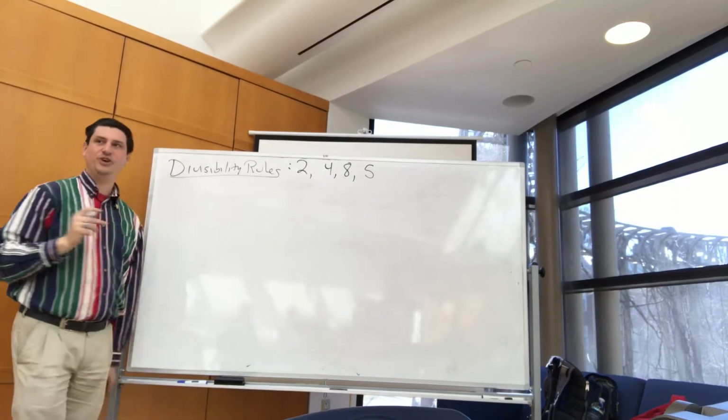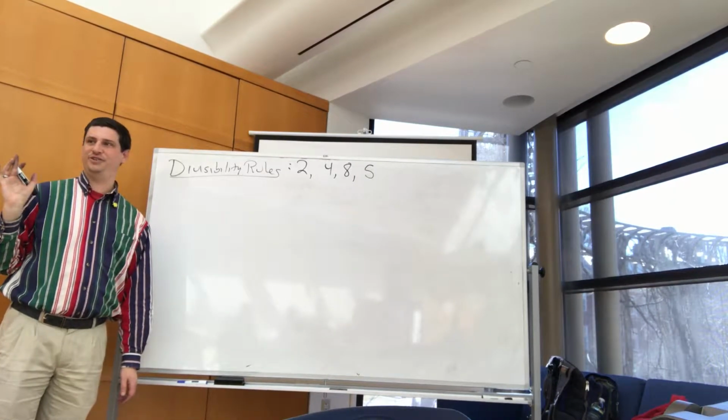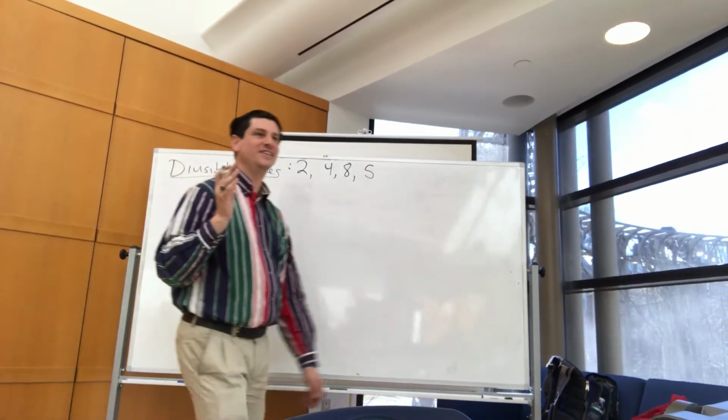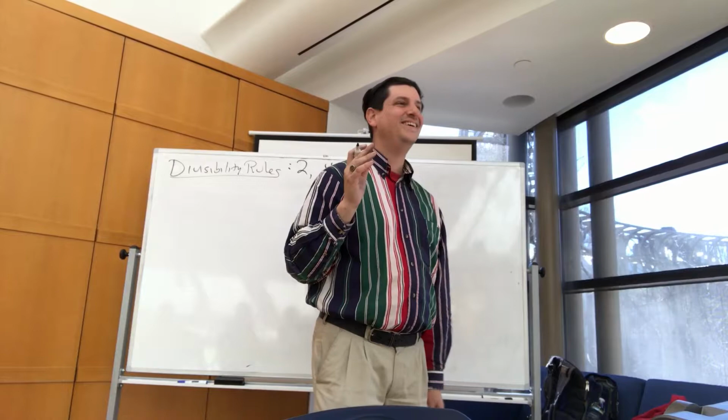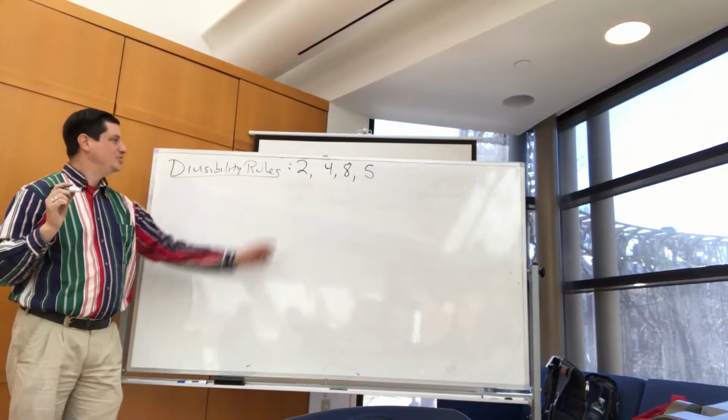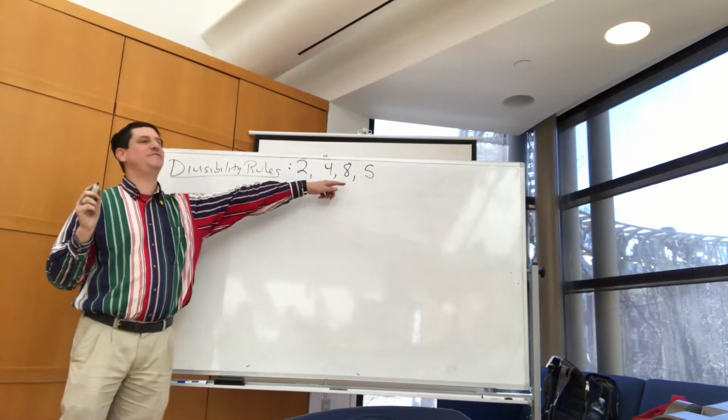3 and 9 are nice. Who does not know the rule for 3? The sum of the digits. I'm sorry? A rule for how something is divisible by a certain number. You know what I'm saying? Oh, okay. Right. So it's divisible by 5 if it ends with a 5 or a 0.